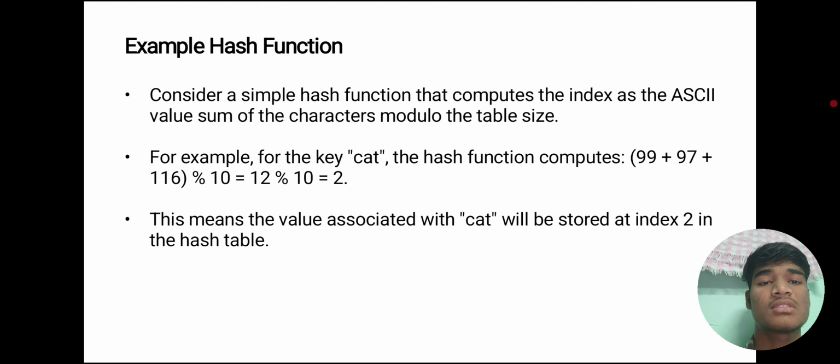Example hash function. Consider a simple hash function that computes the index as the sum of the ASCII values of the characters modulo the table size. For example, for the key "cat", the hash function computes 99 + 97 + 116 = 312, and 312 % 10 = 2. This means the value associated with "cat" will be stored at index 2 in the hash table.